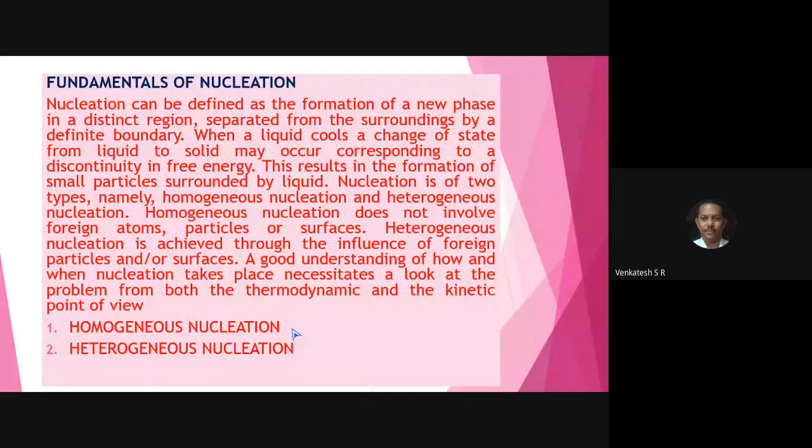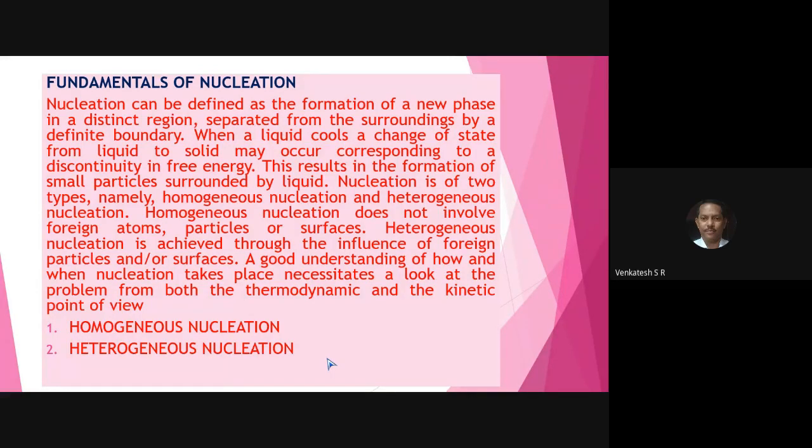The solidification of pure metal is called homogeneous nucleation. Homogeneous nucleation means pure metal, the same type of crystal structure. BCC, FCC or HCP crystal structure is seen in the liquid metal and in the solid metal throughout the transformation from liquid to solid. That's called homogeneous nucleation. And heterogeneous nucleation is nothing but the solidification of alloy. Very good examples: cast iron, aluminum alloy, copper alloy.